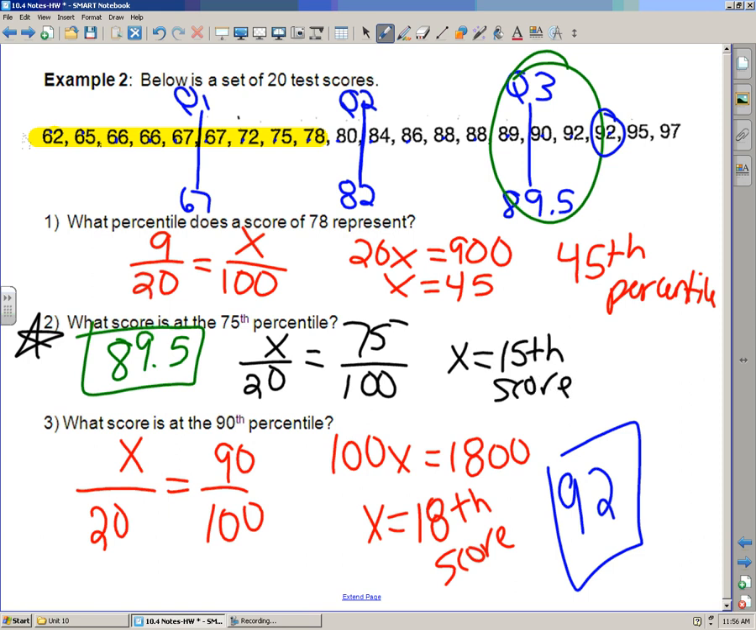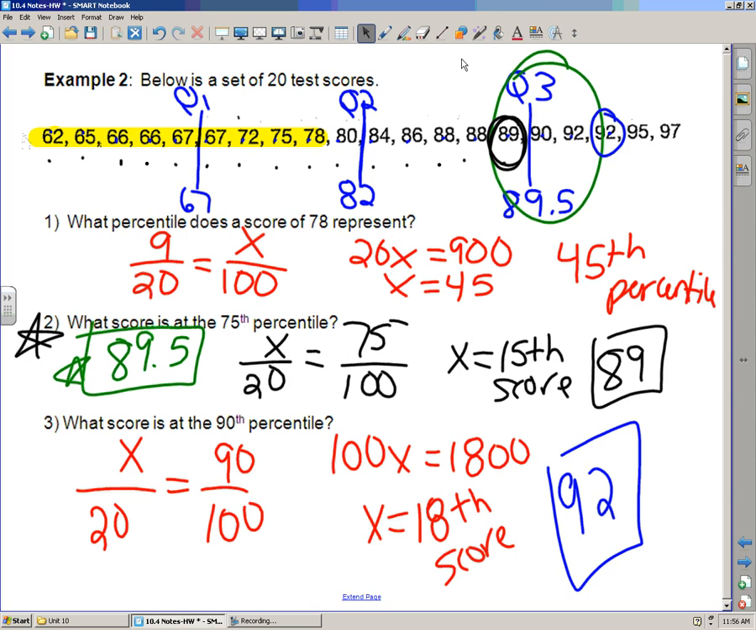Well, what happens now is 1, 2, 3, 4, 5, 6, 7, 8, 9, 10, 11, 12, 13, 14, 15. 89 happens to be that 15th score. But we know 89.5 is exactly on the 75th percentile. So here's where I'd have to take either answer. I think the green answer is better, but I'd have to take the black answer, assuming you're doing stuff with percentages.